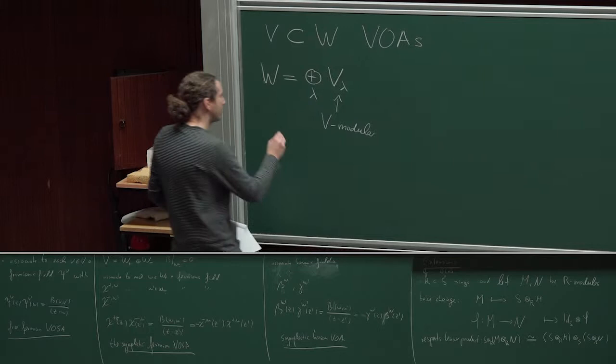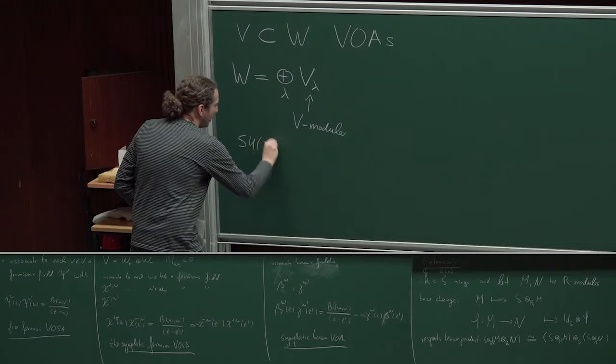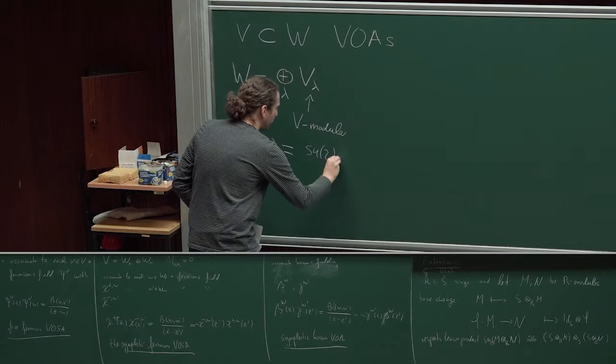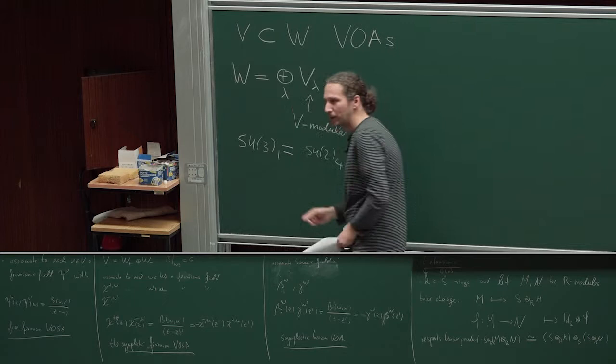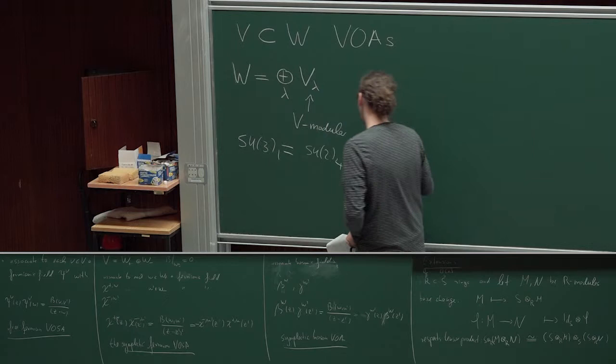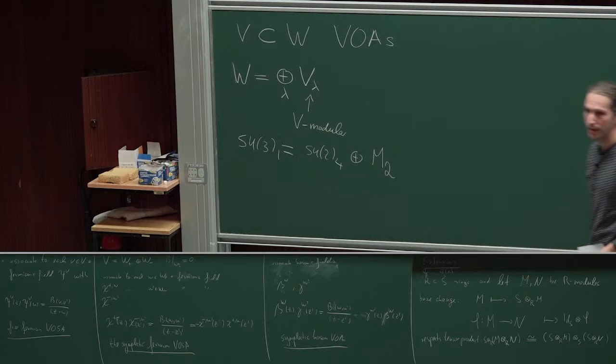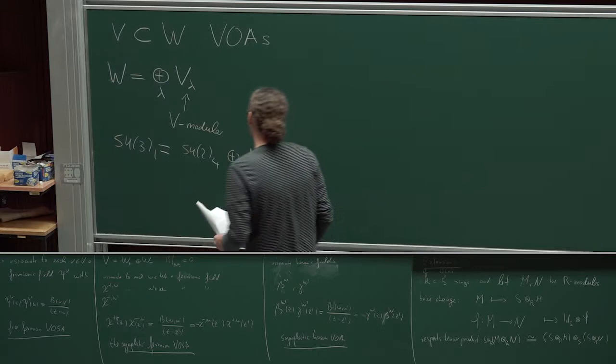So let's do this concretely. We had SU3 at level 1 is equal to SU2 at level 4 plus, how did you denote the weights? M2 plus M2, okay. This is a concrete example that we had in the last lecture. And why don't we do this example and then have a break?